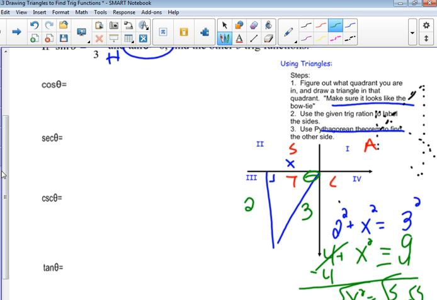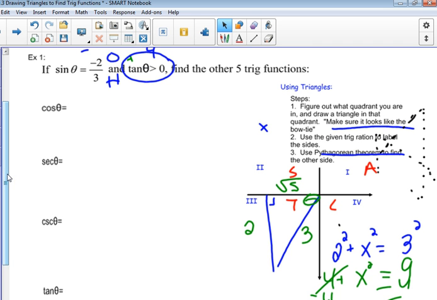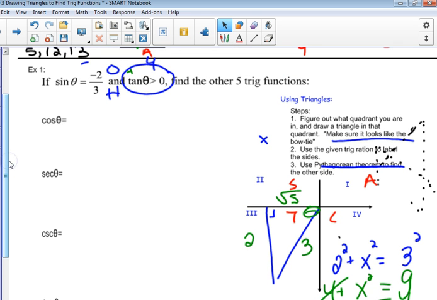So once we have all our values, the rest of this is not too bad. We're going to be using our triangle, and then we just want to do our labeling of all this stuff. Just make sure when you're setting up using SOH CAH TOA, we're paying attention to what quadrant we're in, and if we're going to be positive or negative. So if you have your cosine, think about cosine in here. Is that going to be positive or negative? Negative.